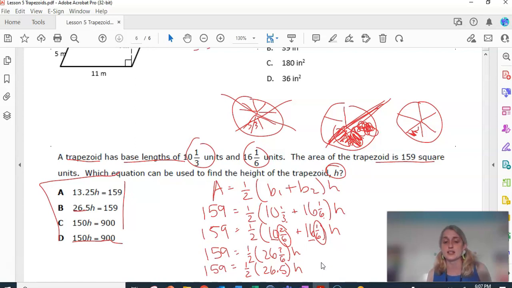1/2 of 26 is something smaller than 26, so it's not 150. 1/2 of 26 is 13. 1/2 of 5/10 is 25 hundredths. We still don't know what H is, but we do know that that all equals 159. I am not asking you to solve for H. I'm just asking you to do the first few steps and pick me the right answer.